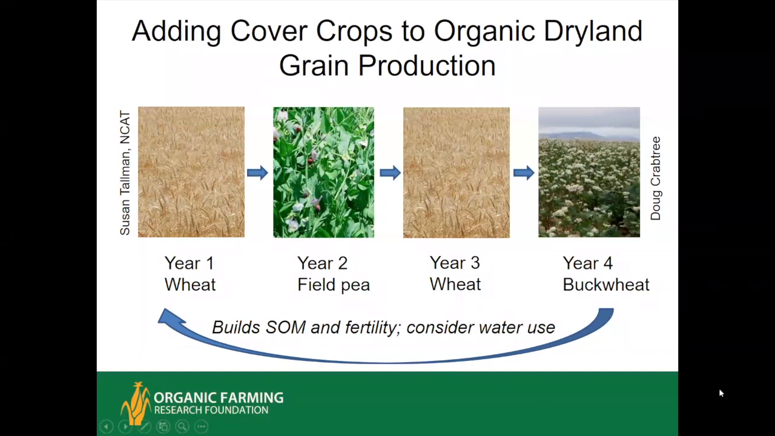So the big challenge here is, okay, how do we get this long-term benefit without leaving this wheat crop short of water because the pea used too much?